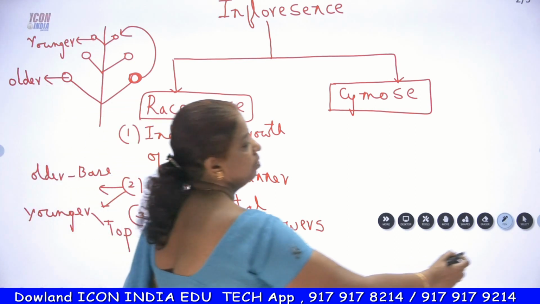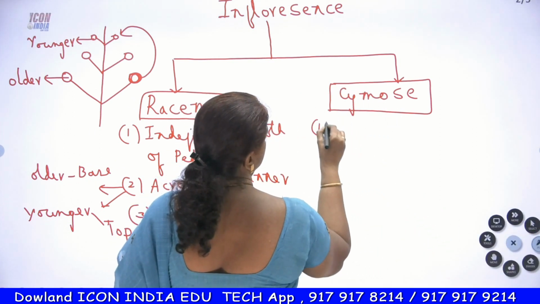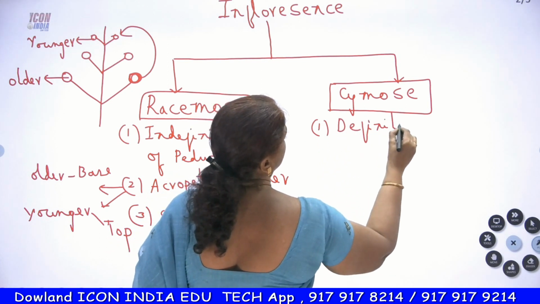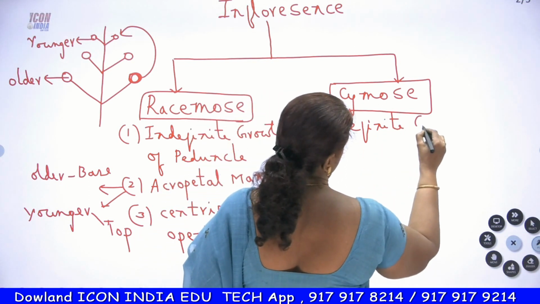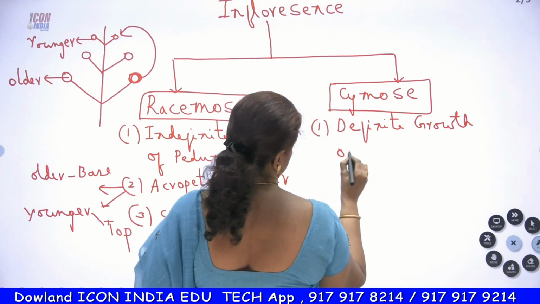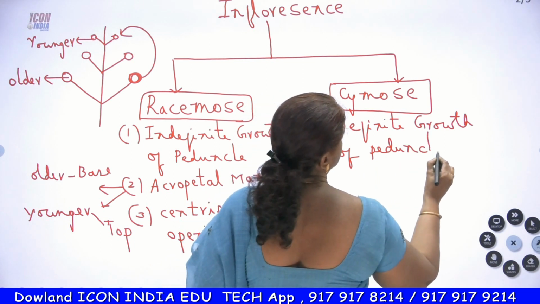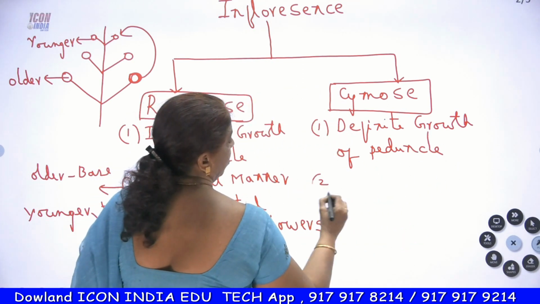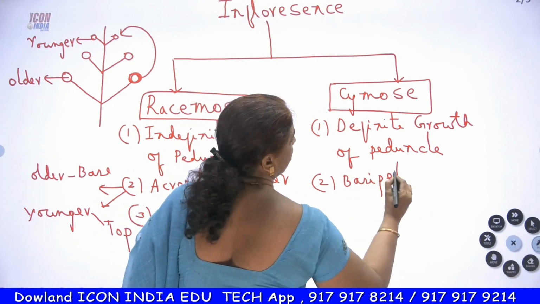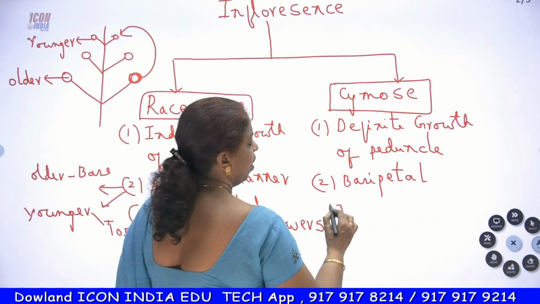The next one: definite growth of peduncle. The next one is basipetal arrangement. The next one is centrifugal.